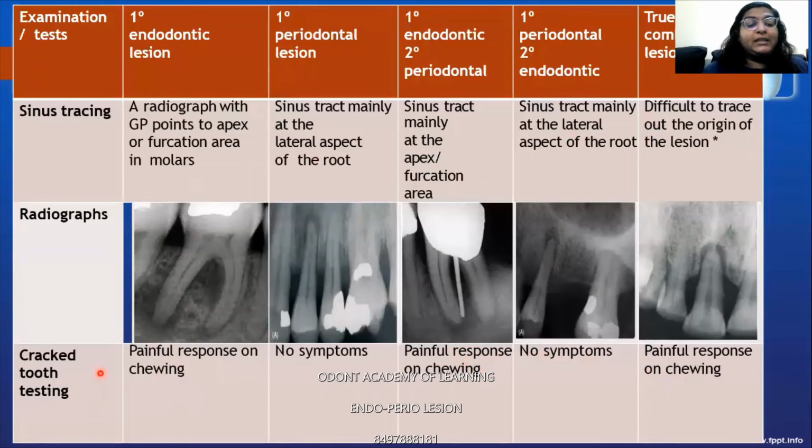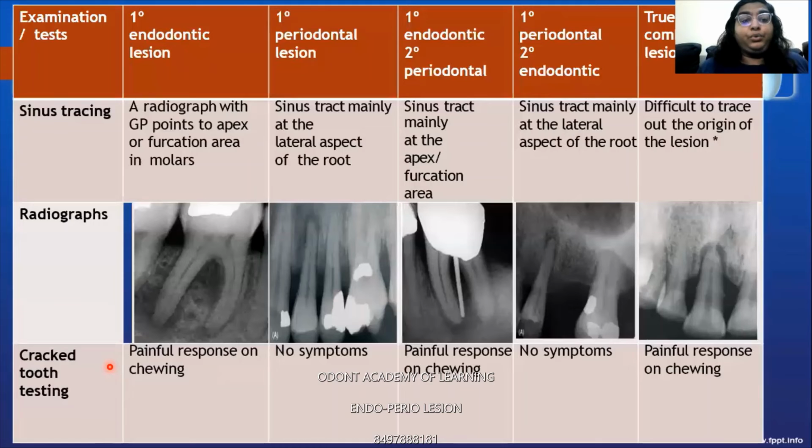So cracked tooth testing is done with the help of a tooth sleuth, where the tooth sleuth is placed at the occlusal table and the patient is asked to bite on the tooth sleuth. And when the patient bites, at that point he feels that there is pain, okay? So that is cracked tooth testing. This is in the case of a normal tooth.